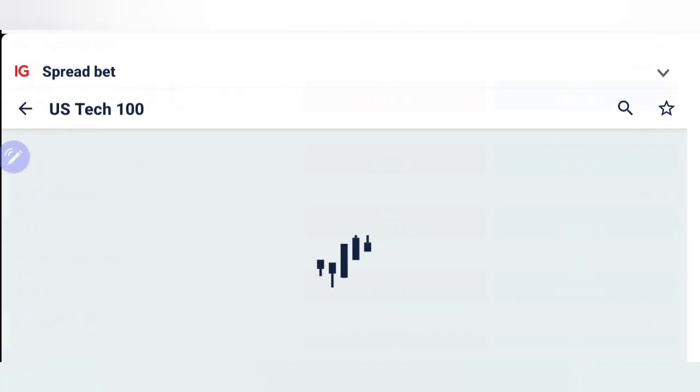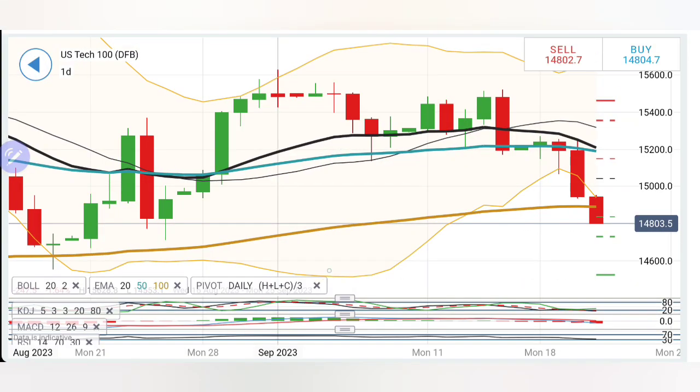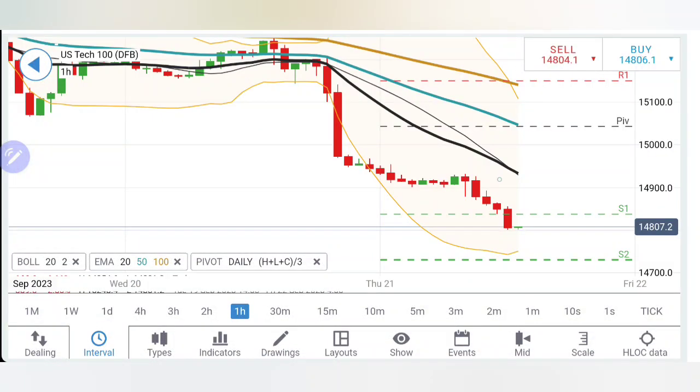Now with that, let's start. First we look into Tech 100 followed by Dow Jones. Now look at the hourly charts for US 100. See drop, consolidation, drop here. And if you look at it, it is trying to stay in this bearish channel.